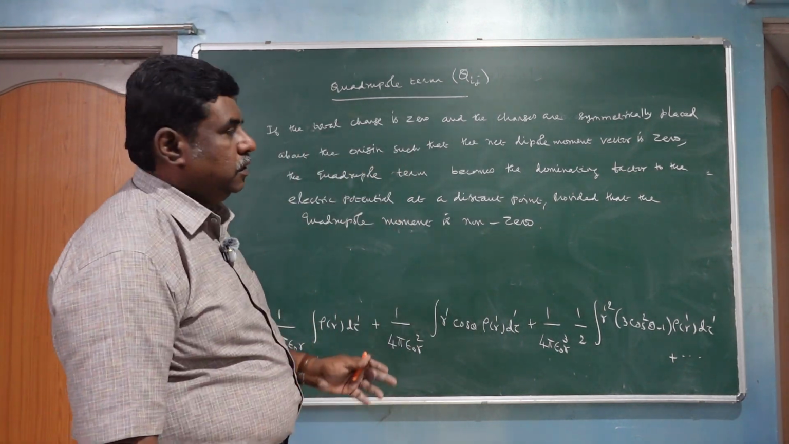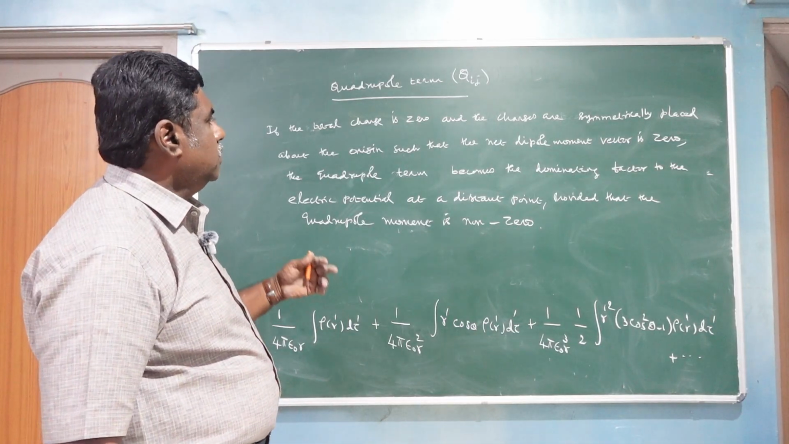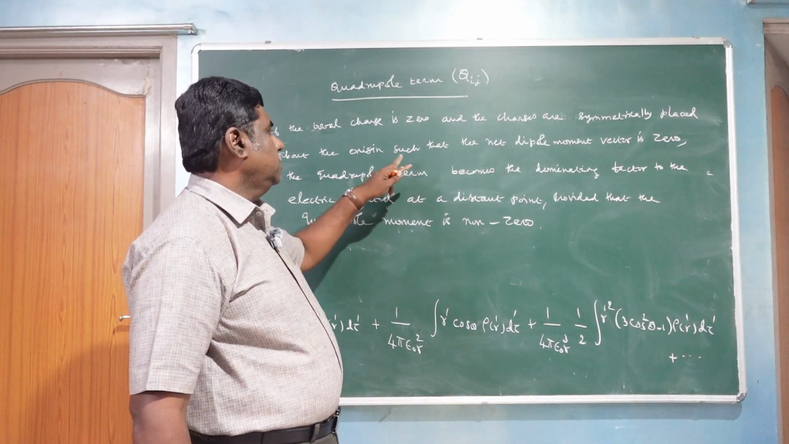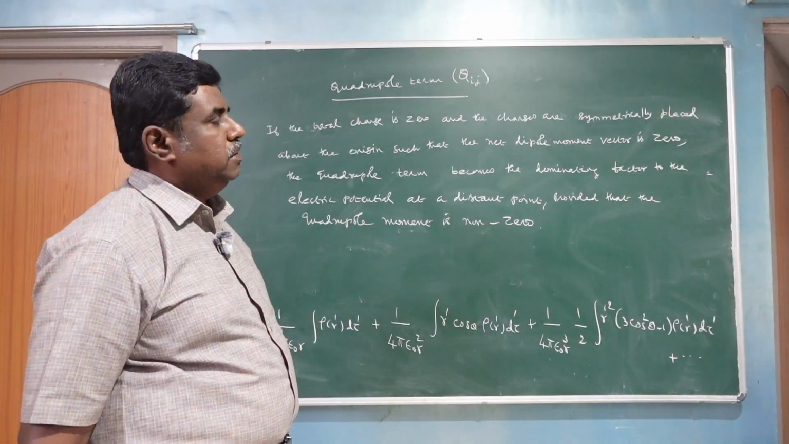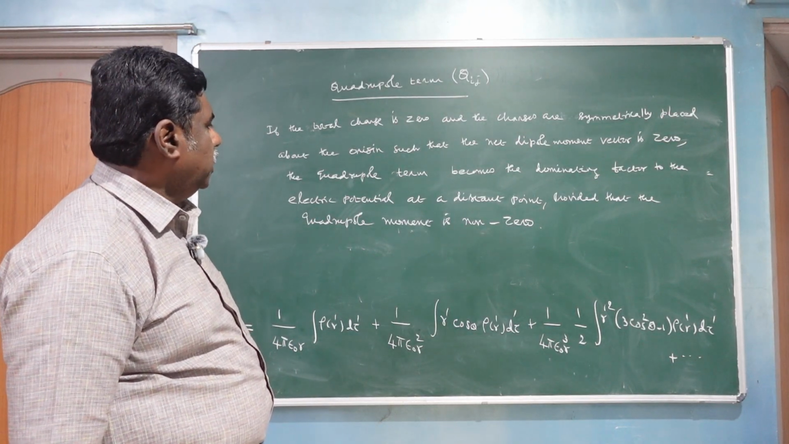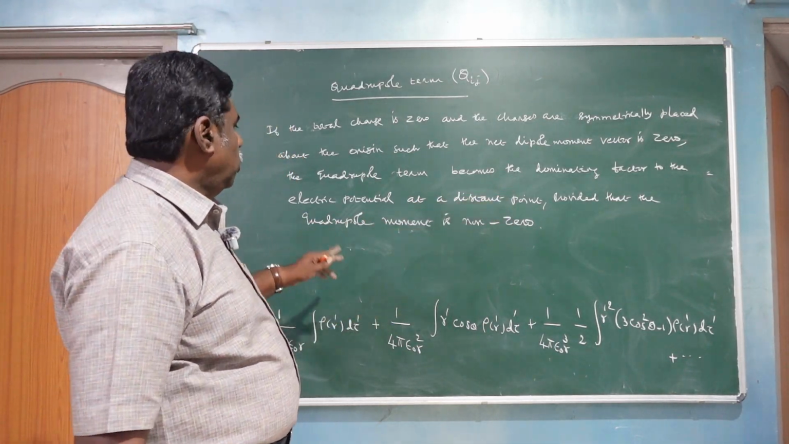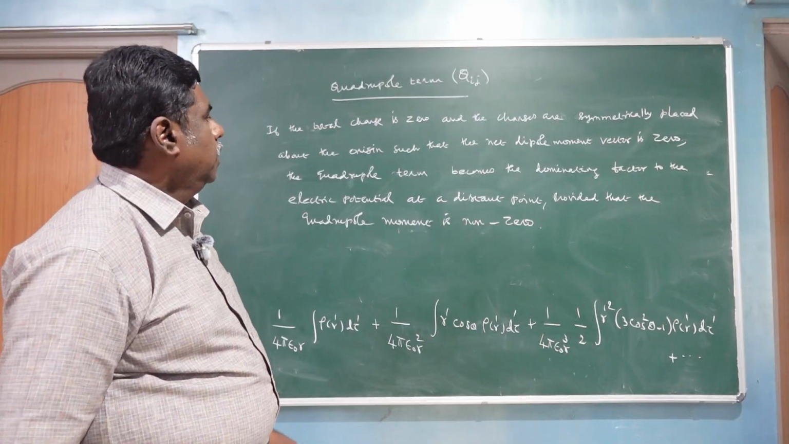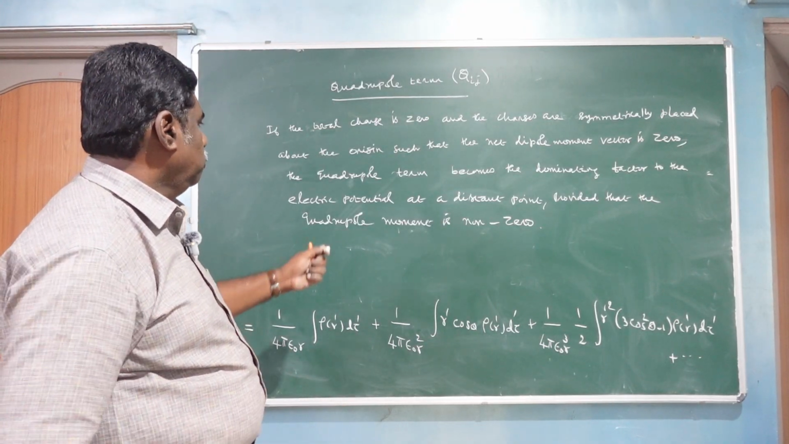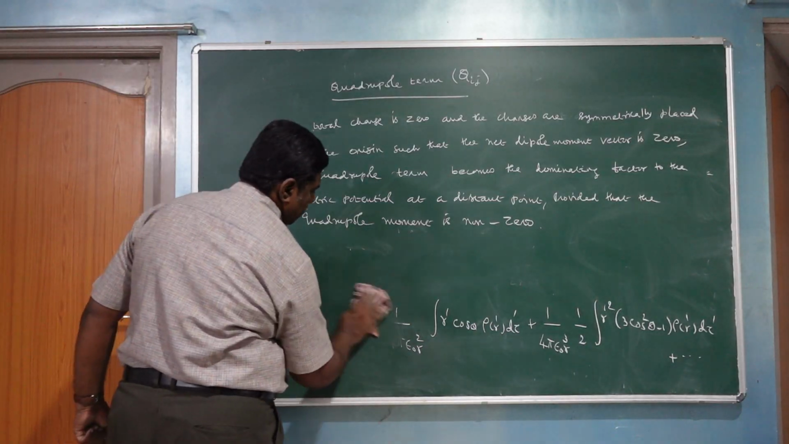See this, if the total charge is 0 and the charges are symmetrically placed about the origin such that the net dipole moment vector is 0, the quadrupole term becomes the dominating factor to the electric potential at a distant point, provided that the quadrupole moment is non-zero. Now we have to prove this with the help of a simple example.